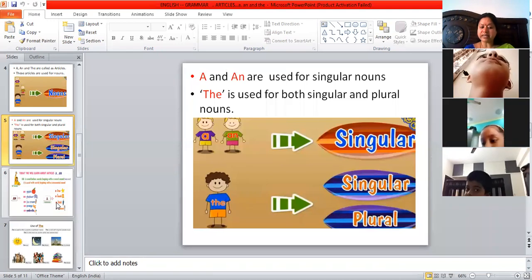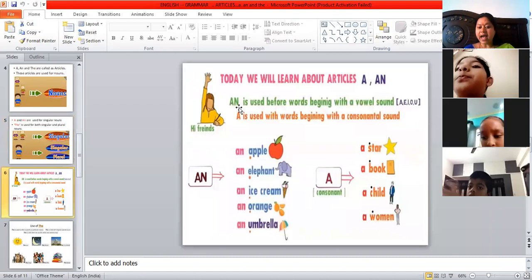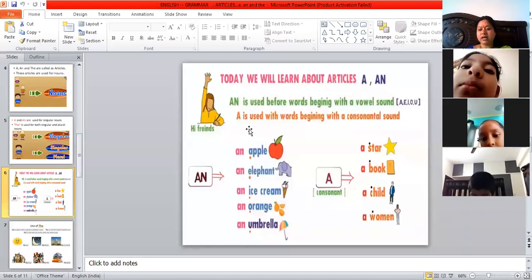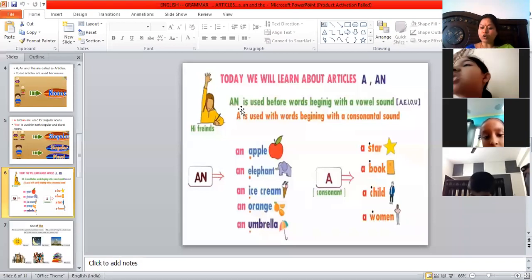So, I will explain to you giving examples. Listen here. An is used before words beginning with a vowel sound. Only basic rules I am explaining to you because you are just in second standard. There are so many rules for where you have to use a, an, and the. So, don't confuse yourself with so many rules. Just try to understand. So you should use an when a noun starts with a vowel sound, then you need to use an before that noun.